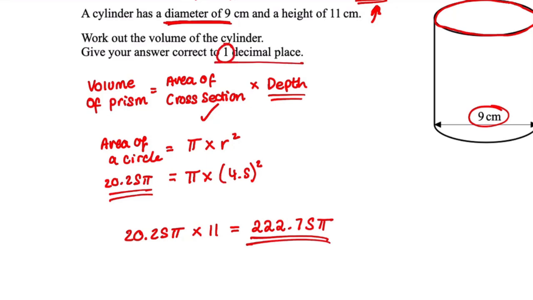However, the question says that it wants it to one decimal place, so it doesn't want the answer in terms of pi. This won't get you full marks. It will get you most of the marks, but it won't get you full marks.